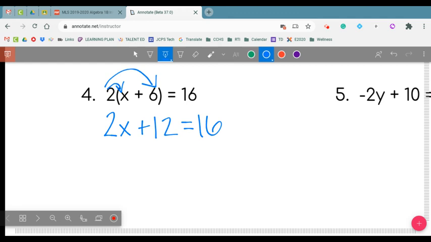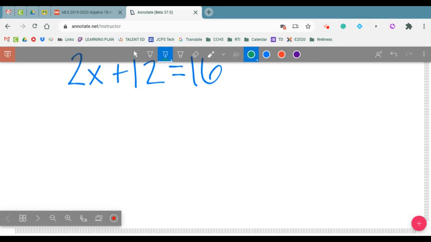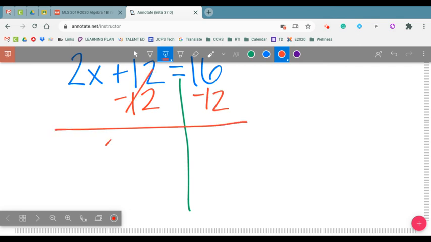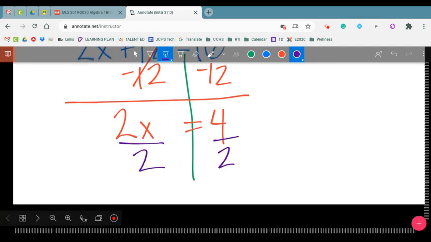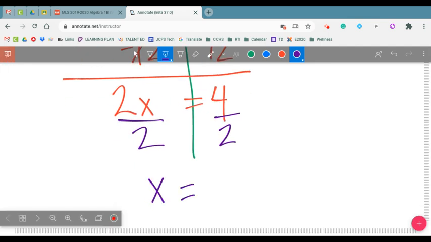Now, we just distribute it to the left side. We don't distribute it across the equal sign. So now this problem should look a little bit more familiar. We have to get that 12 over first, so we do the opposite of addition, which is subtraction. We're left with 2x equals 16 minus 12, which gives us 4. Then our last step is to divide both sides by 2. So we get x equals 4 divided by 2, which gives us 2.